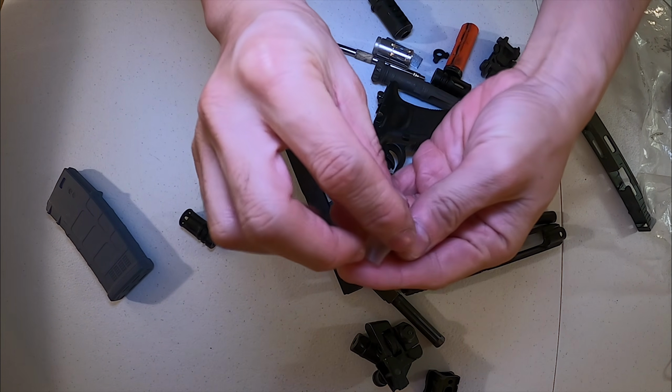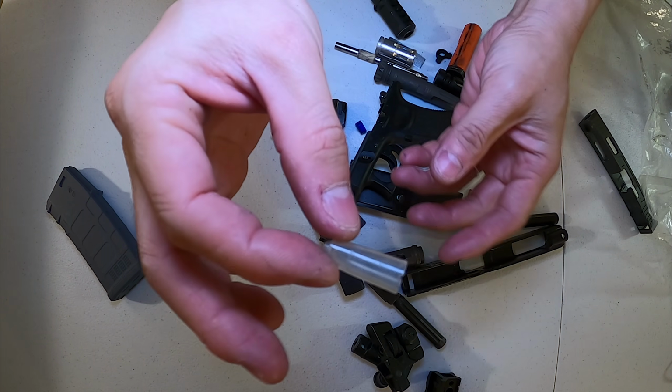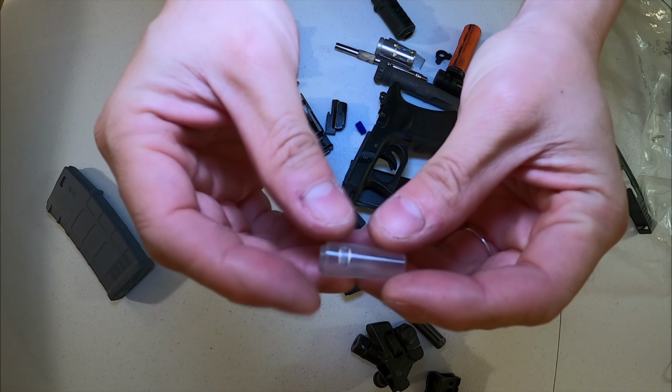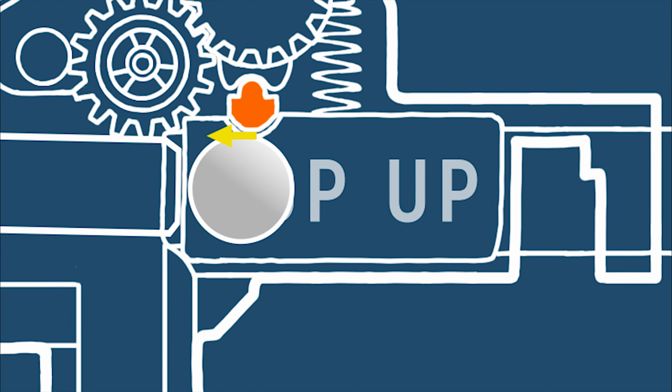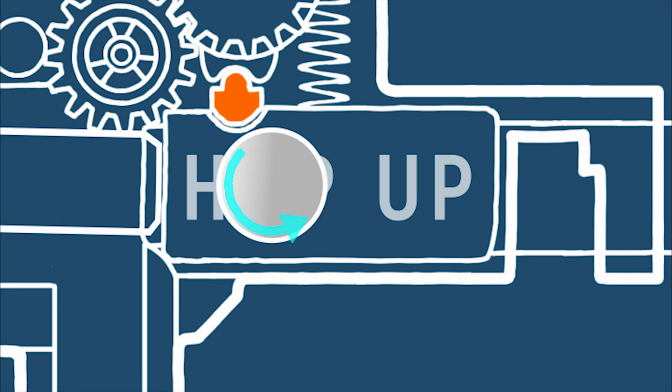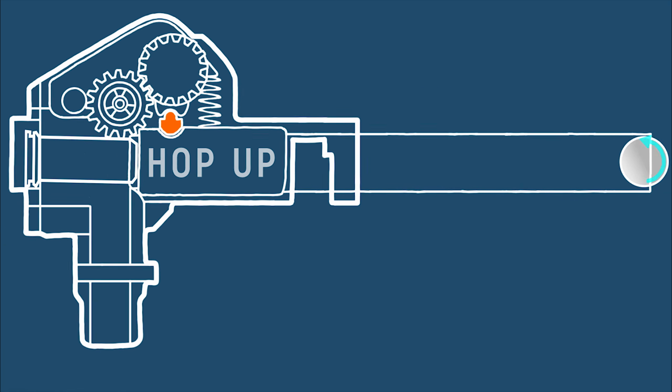And this is the hop up rubber. This small piece of magic causes the hop effect. Every time the BB passes through the bucking tunnel, it rubs against the inner ring of the hop up bucking, and this creates the backspin on the BBs.